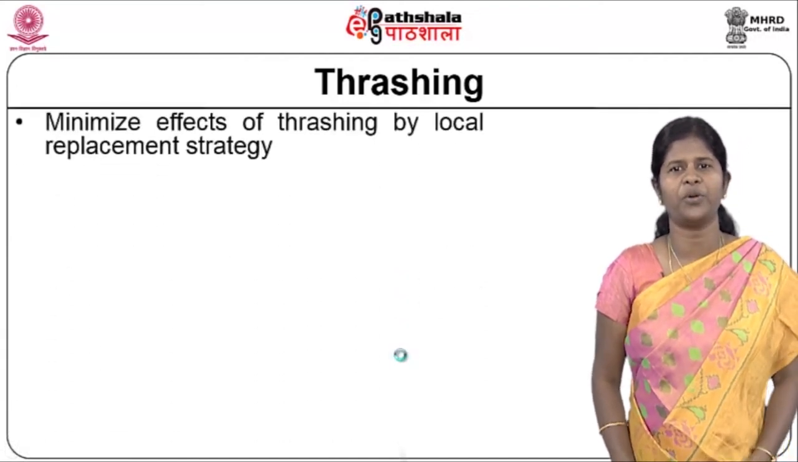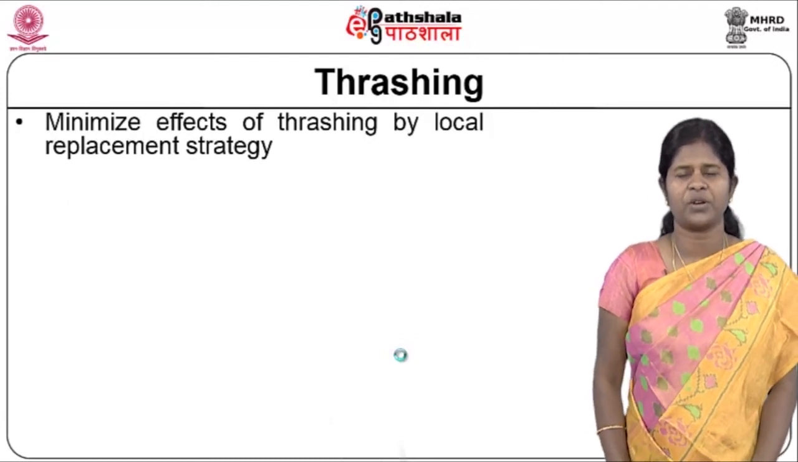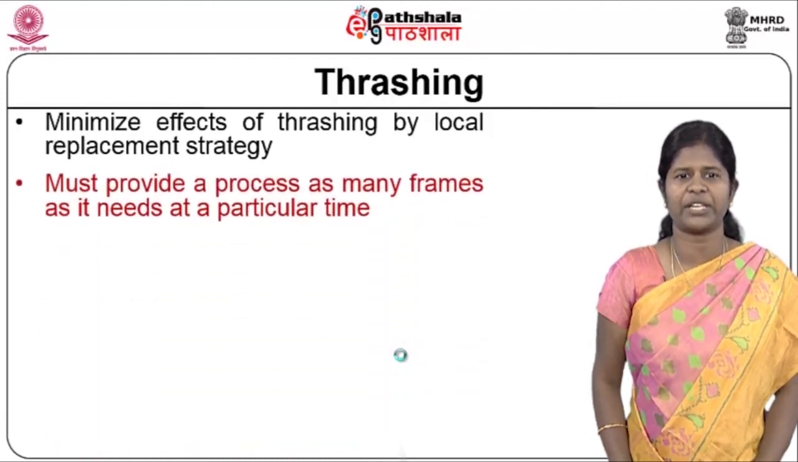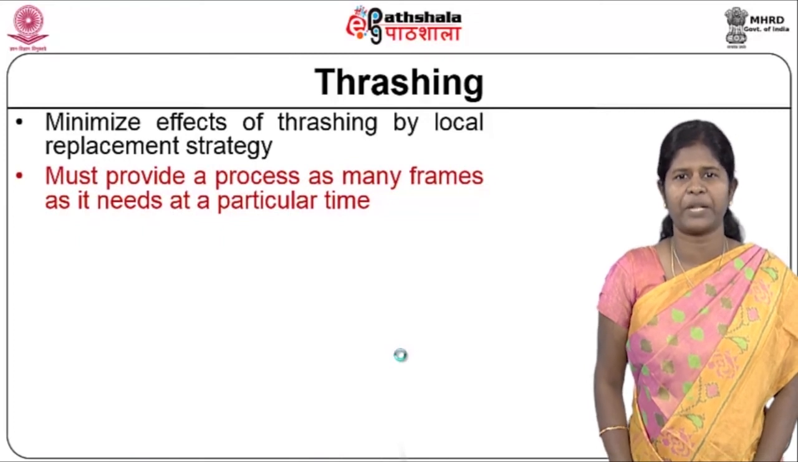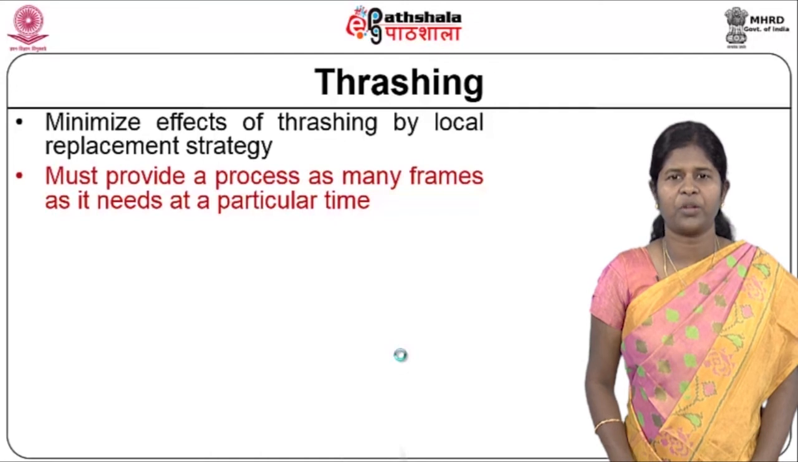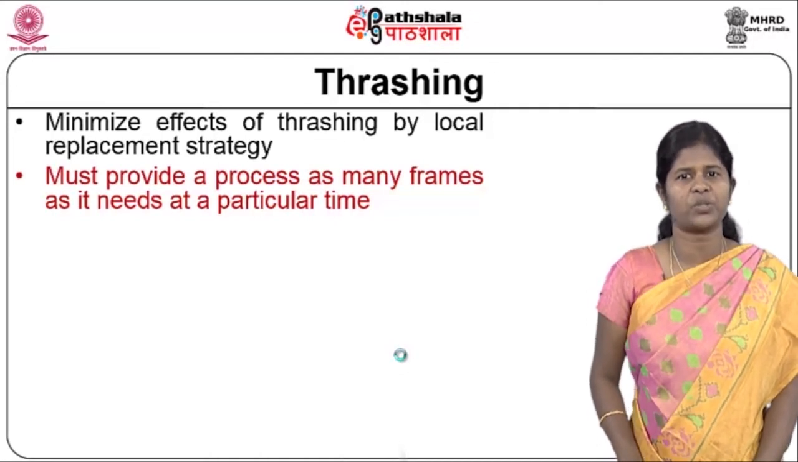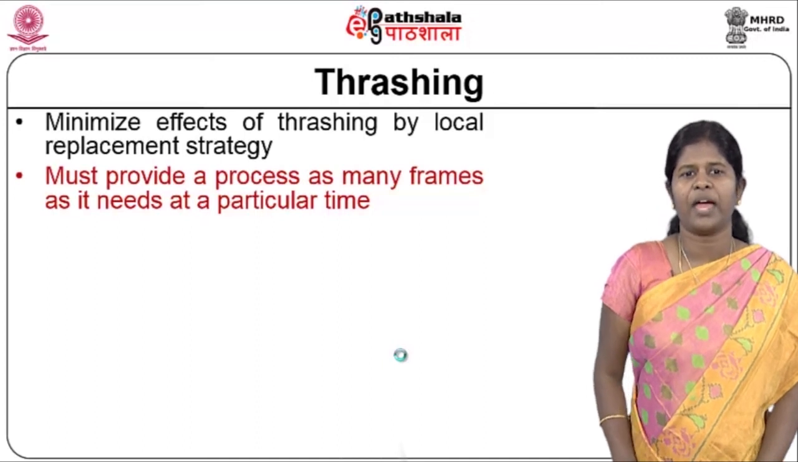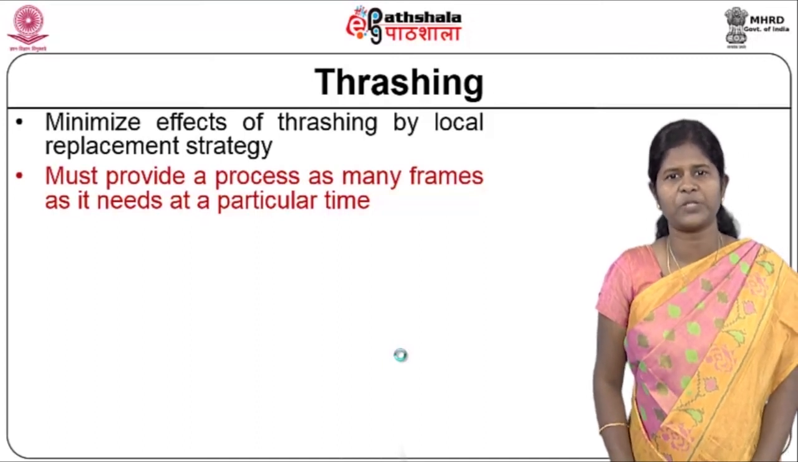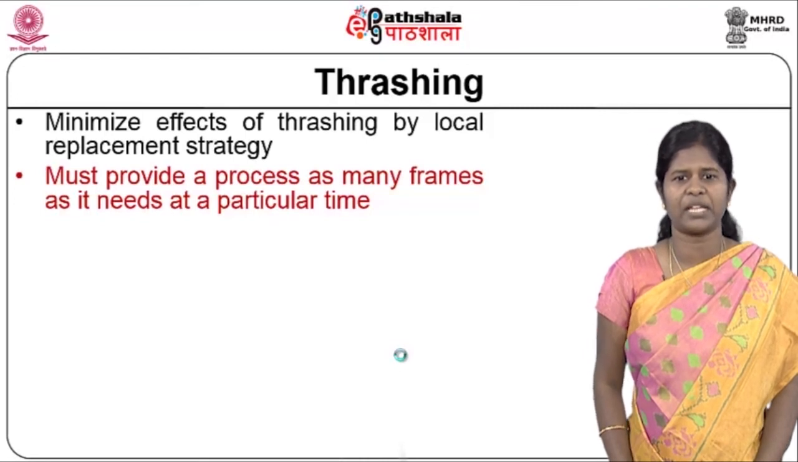So, how do you minimize the effects of thrashing? Minimizing the effects of thrashing can be done by a local replacement strategy. In local replacement, what is done? You try to replace only a page within the pages that are allocated to that particular process. And you must provide a process as many frames as it needs at a particular time.